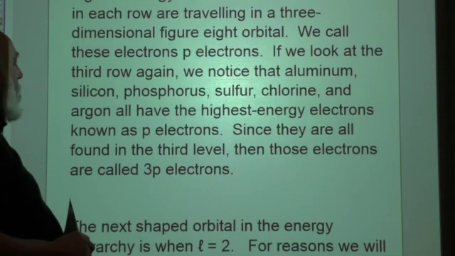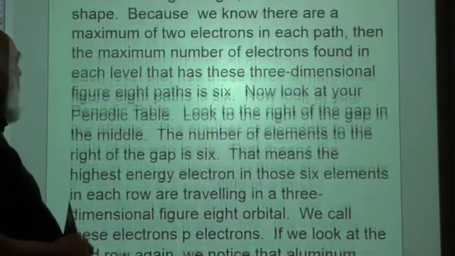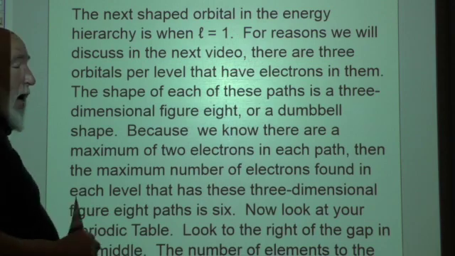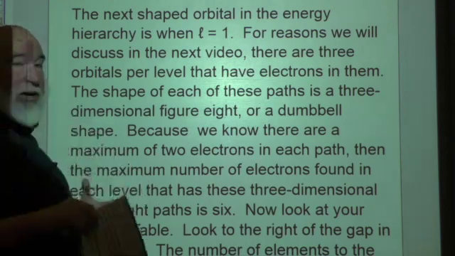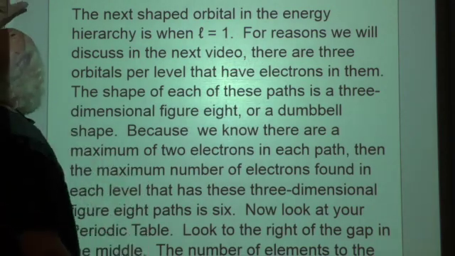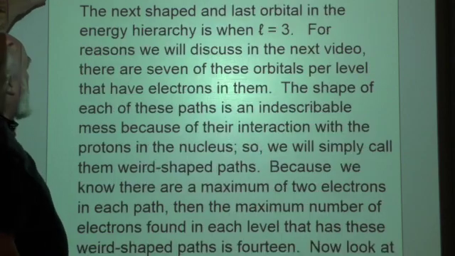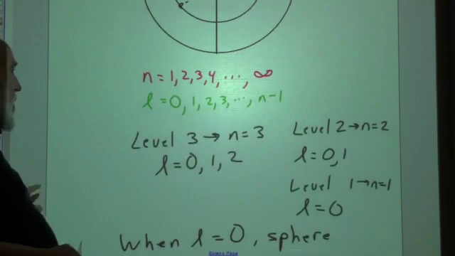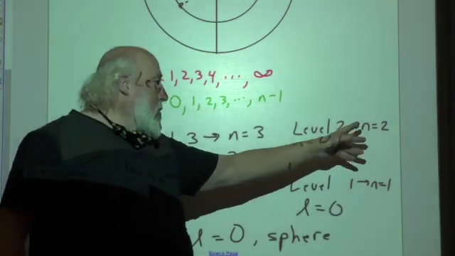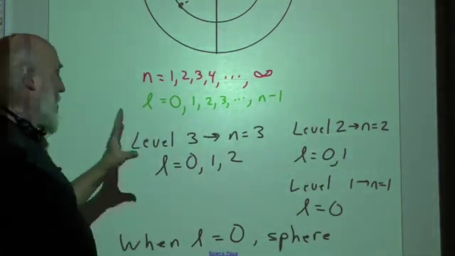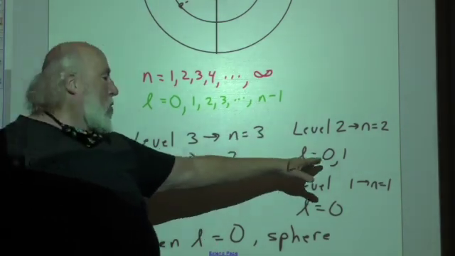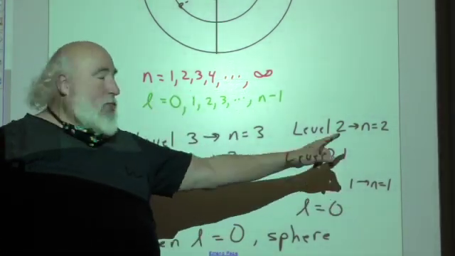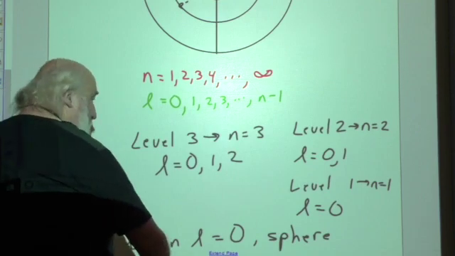Okay? So the next thing we have is when L equals 1. Now, that only happens starting in the second level. Why? Well, as we just showed a little bit ago, when N equals 2, the possible values for L are 0 and 1. The lowest energy of the 2 is the 0 one. That represents a sphere.